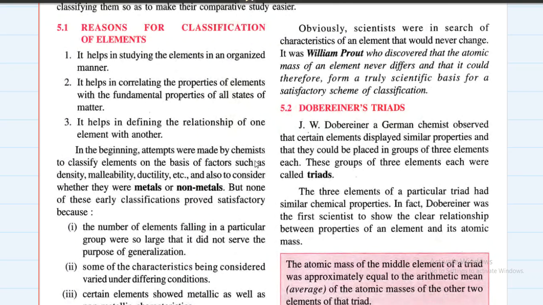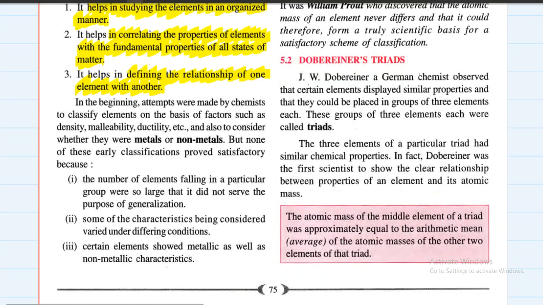So what is the reason for classification of elements? It helps in studying the elements in an organized manner. It helps in correlating the properties of elements, comparing the properties of elements with the fundamental properties of all states of matter. It helps in defining the relationship of one element with another. So these were the basic needs or reasons for classification of elements.